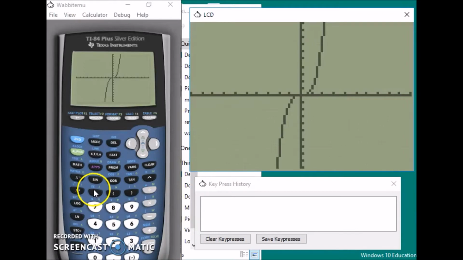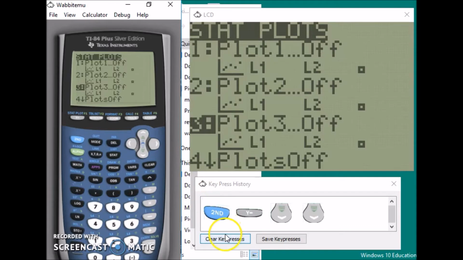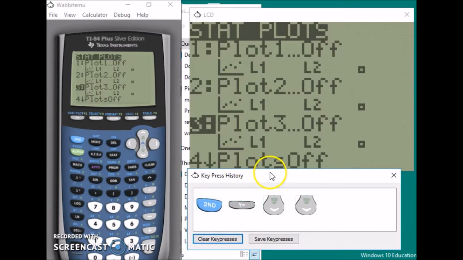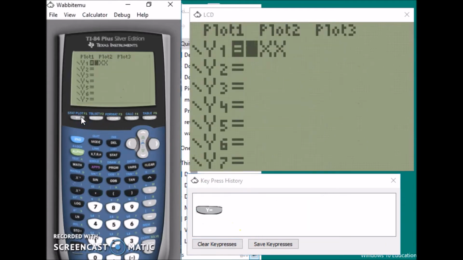Alright, so let's go ahead and graph the piecewise function. Let's double check your calculators. Make sure you press second y equals, and make sure all of your stat plots are off. I'm going to press y equals. I'm going to clear out what I have, and then I'm going to go ahead and type in our function there.